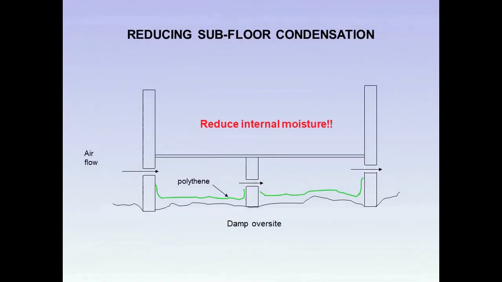Reducing subfloor condensation will first of all reduce internal moisture levels, because such moisture with a higher vapor pressure will pass beneath the floor where it's colder. We should maintain good airflow, and if we have a damp oversite, then we can put polythene over it to slow down evaporation.